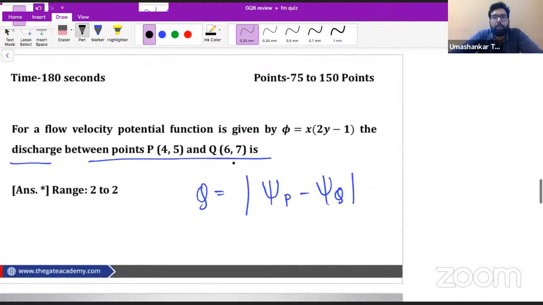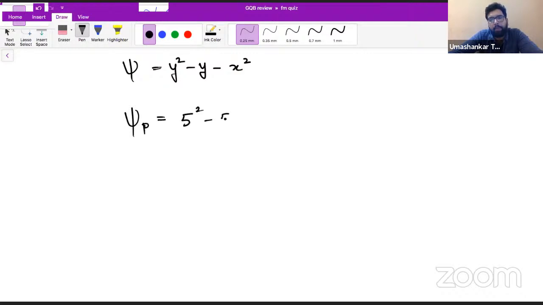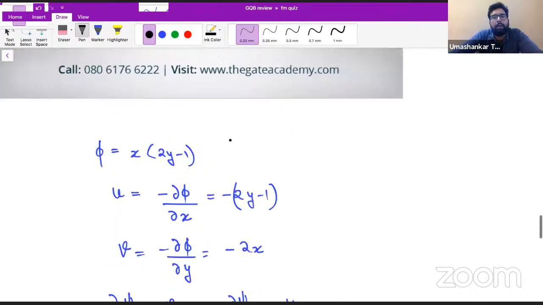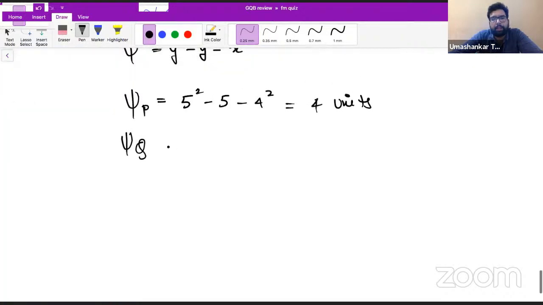Now putting the value of coordinates, so we have the point P. What is the stream function now at P? It is 5 square minus 5 minus 4 square. So 25 minus 5 minus 16. So we are getting 4 units. So this is your stream function at P. Now what are the coordinates at Q? Sir, it is 6 and 7. So we have 7 square minus 7 minus 6 square. So 49 minus 7, that is 42, minus 36, that is 6 units.